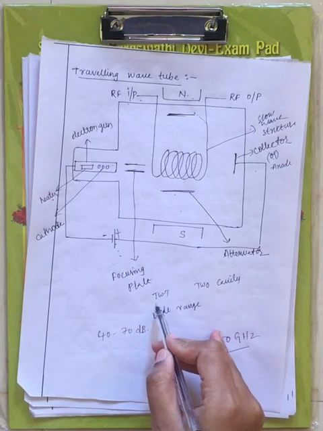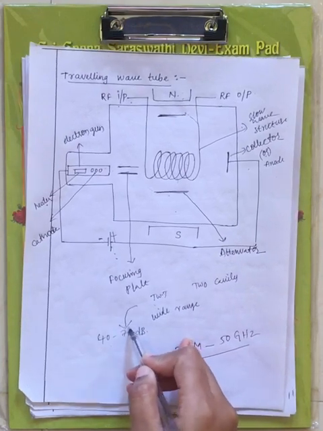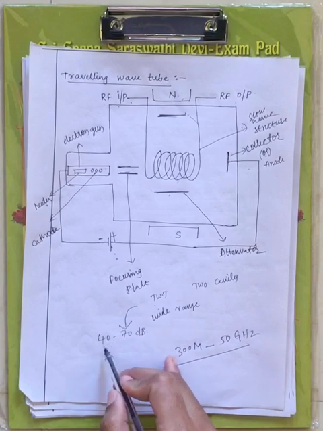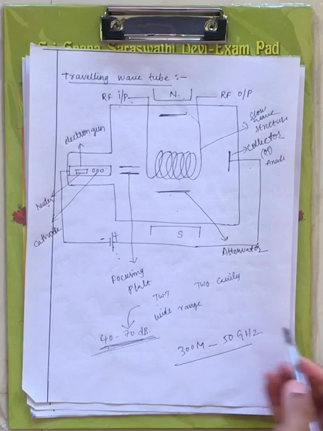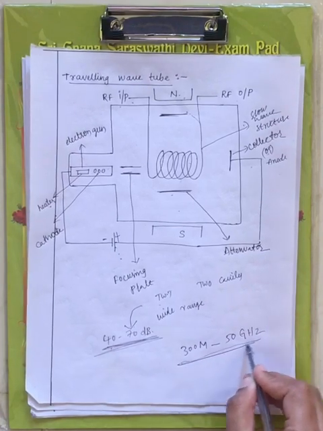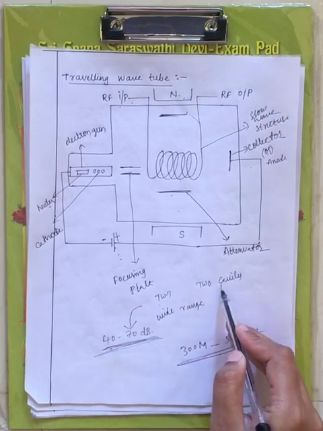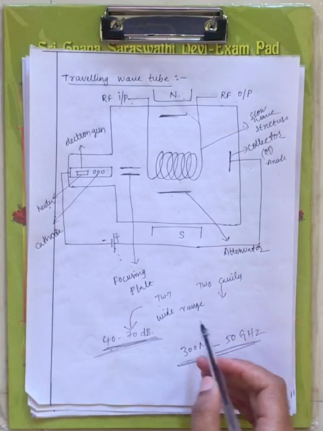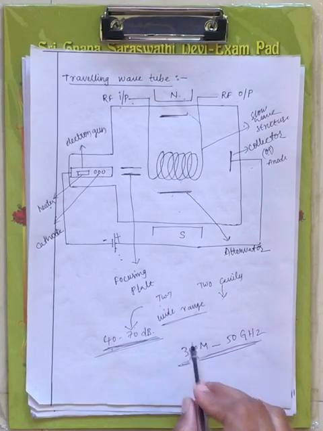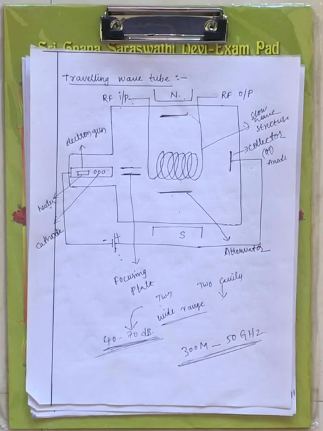Now two cavity has a power gain ranging from 40 to 70 dB, and its operating frequency is 300 megahertz to 50 gigahertz. If you see two cavity, it is used for only a particular frequency for amplification, whereas TWT is used for the amplification of a wide range of frequencies. Now this is the introduction for your traveling wave tube.